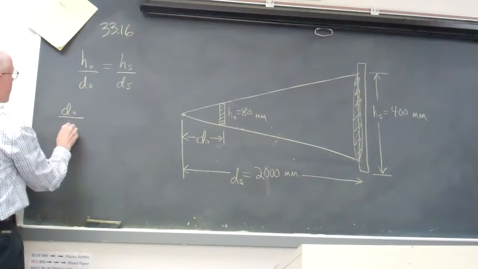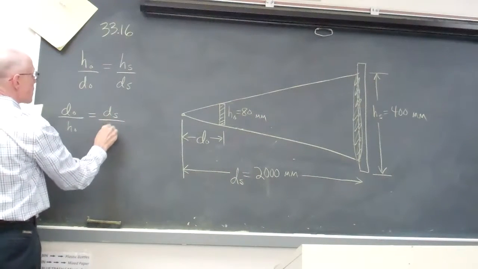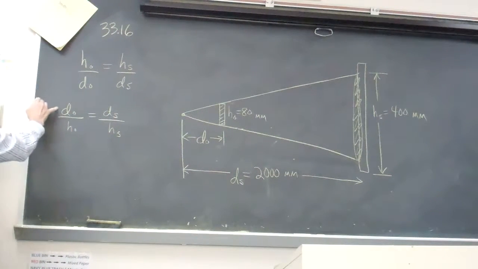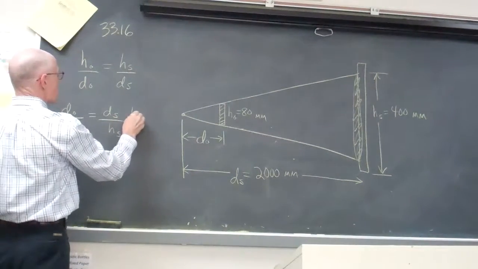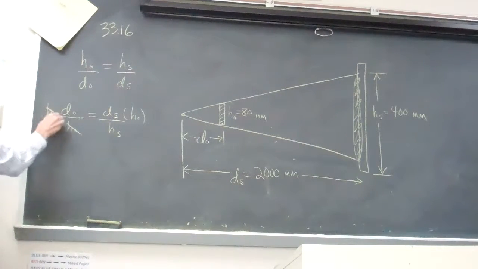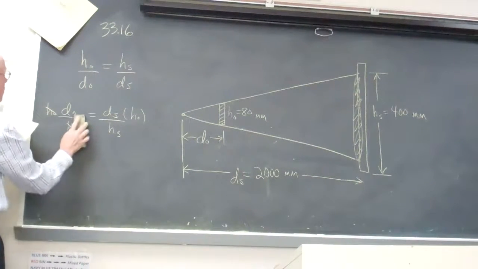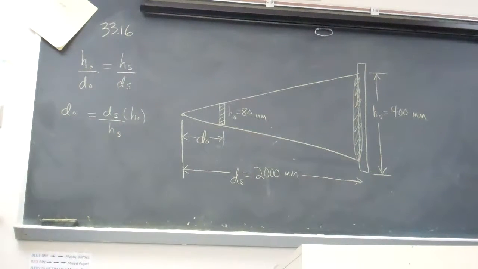Distance of the object compared to height of the object is to distance of the shadow compared to the height of the shadow. We're solving for distance of the object. All you have to do now is multiply both sides of the equation by height of the object, and you're done. So that's one way. There's probably lots of other different ways to do this. If you have another way you like that worked, that's fine.